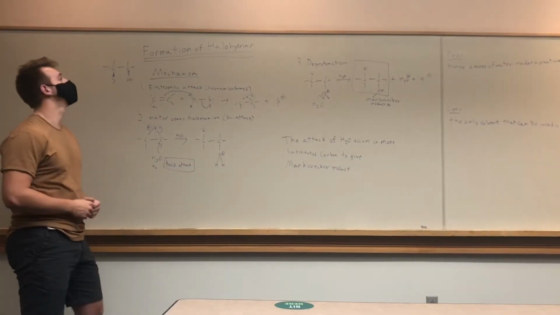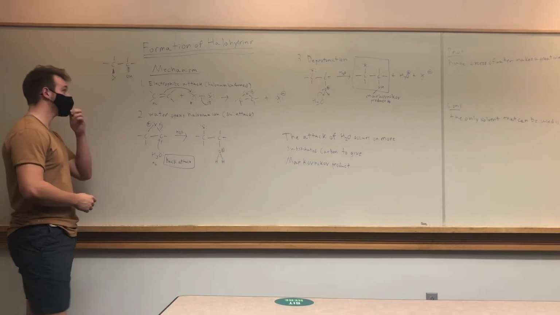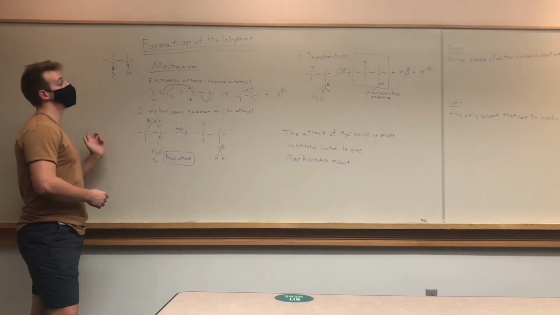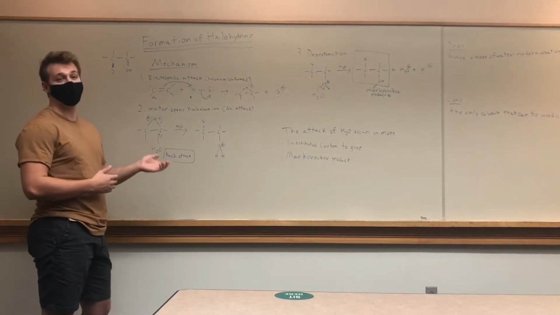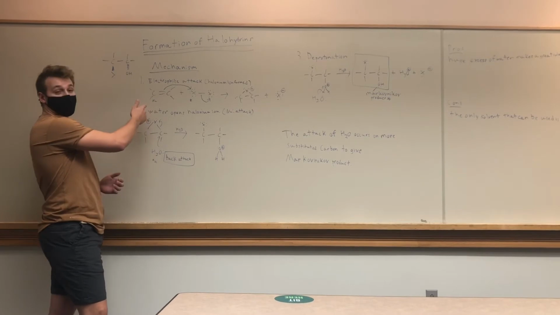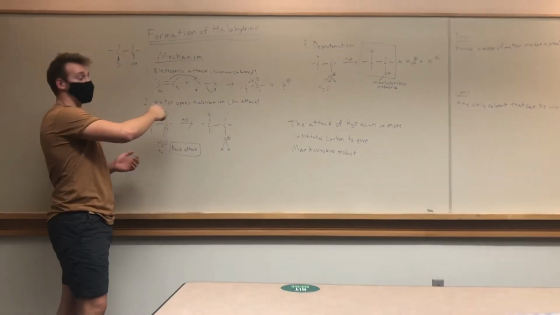Hey, it's Logan, and I will be talking about the formation of halohydrins. And now in this mechanism, the first step is the electrophilic attack that forms a halonium ion. In this reaction, your alkene will act as a nucleophile, and your halogen will be an electrophile.